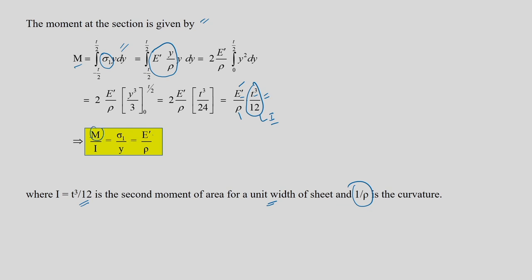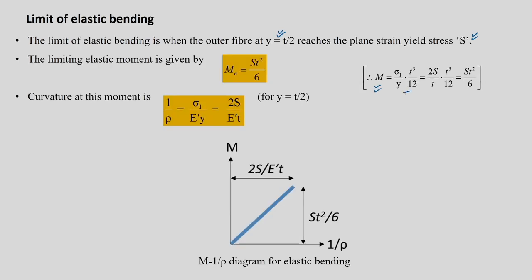So, moment M is equal to I sigma 1 by y. So, I t cube by 12 into sigma 1 by y, which is what I have given here. So, what I am going to do is substitute sigma 1. When y becomes t by 2, sigma 1 becomes s for the limiting case. So, I am going to substitute this.